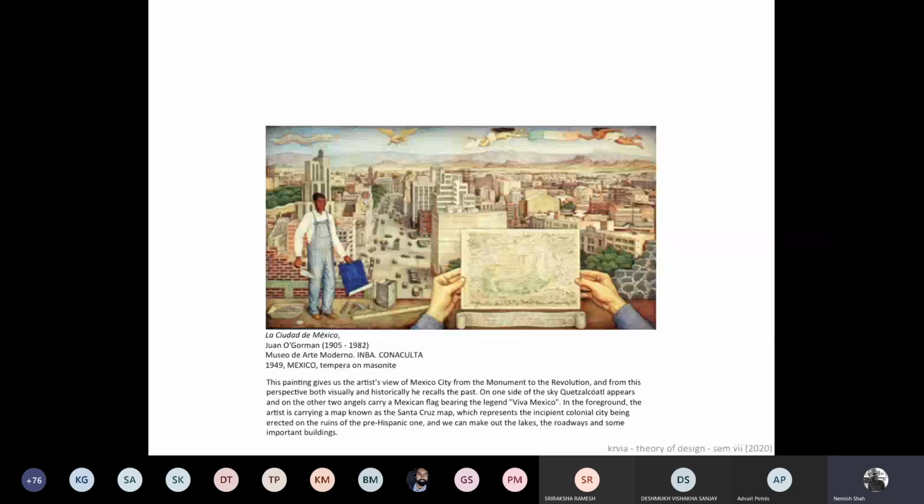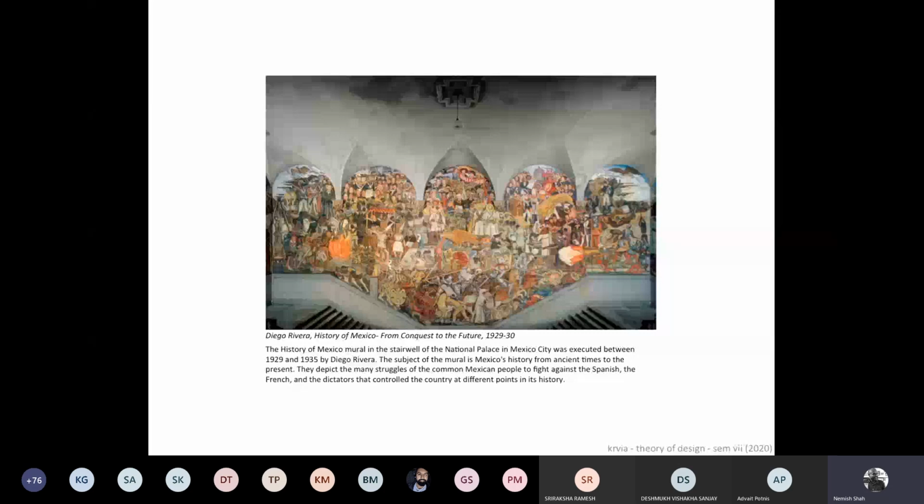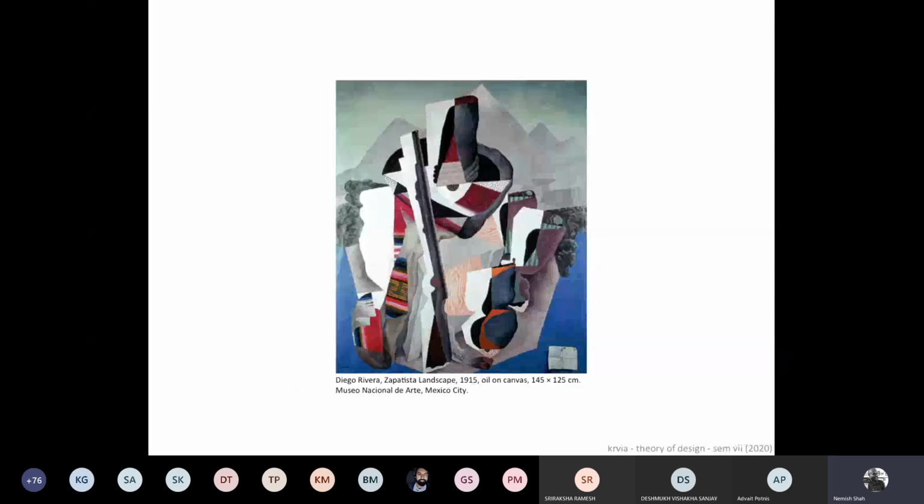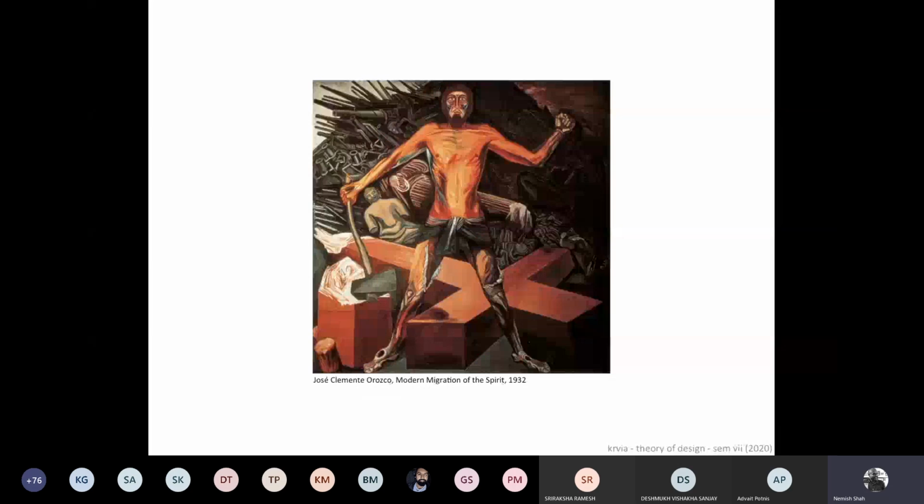And there are these three important muralists in Mexico. Diego Rivera. This is history of Mexico. This whole big painting which he did in the National Palace in Mexico City. And this is again Diego Rivera. This is Clemente Orozco, and there is one more, David Alfaro Siqueiros. I don't have a mural by him, but these were three extremely important muralists working in Mexico who changed the nature of public art in the country.